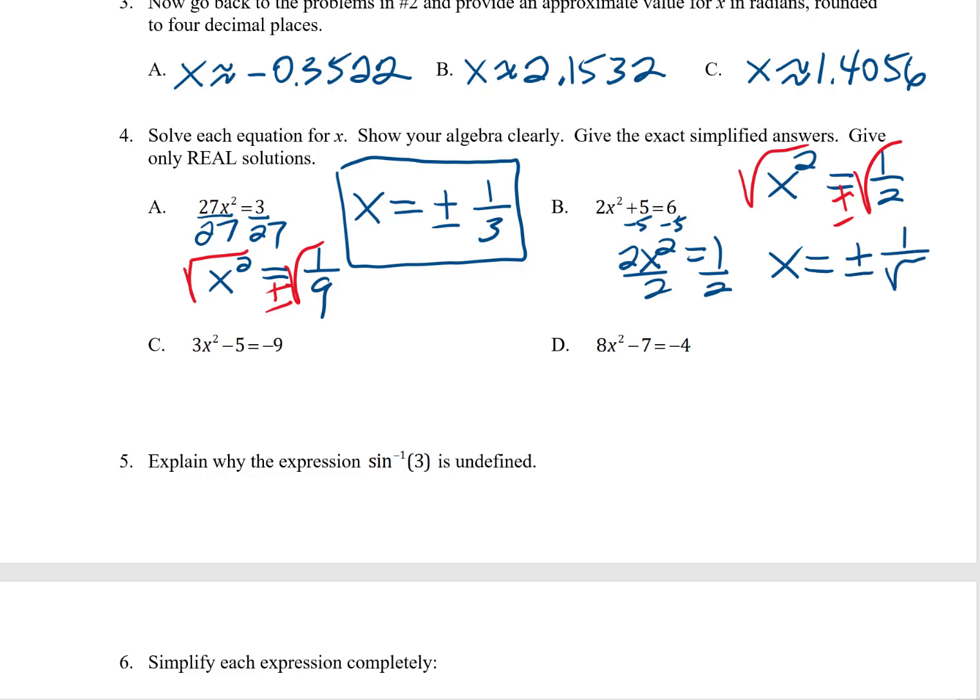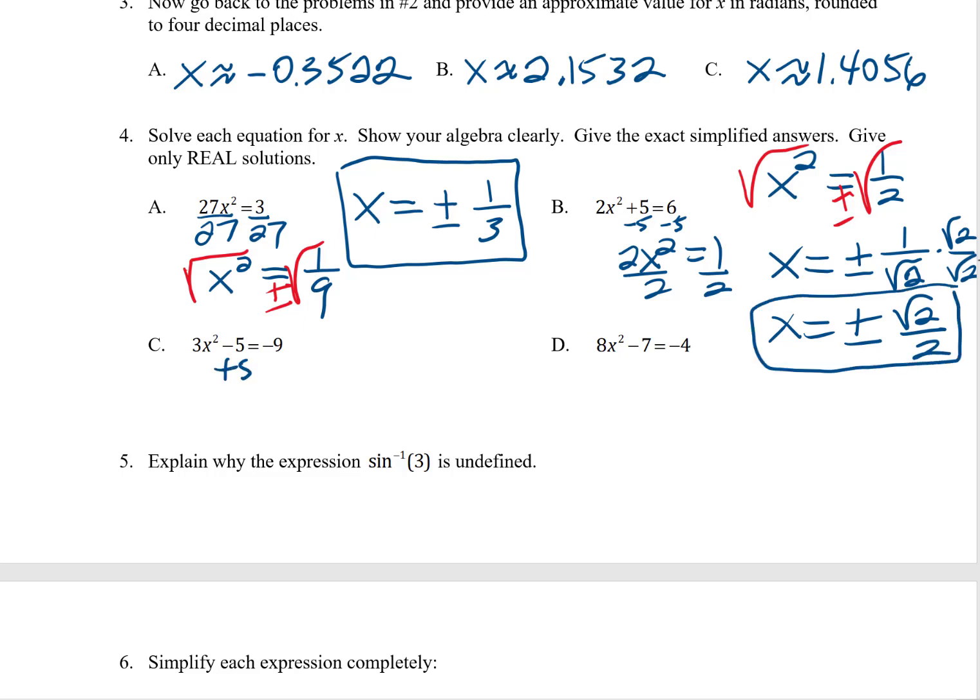Square root of 2 is not nice. In order to simplify this, I'll have to rationalize the denominator. We've done this many times, and I'm going to end up with the two answers, plus or minus square root 2 over 2. Letter C, I'll add 5 to both sides, and then divide both sides by 3.